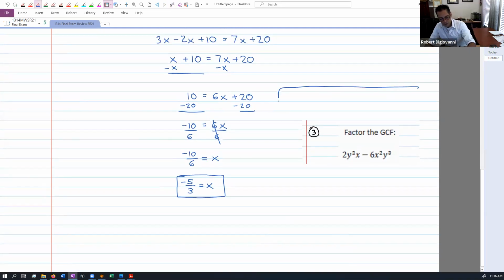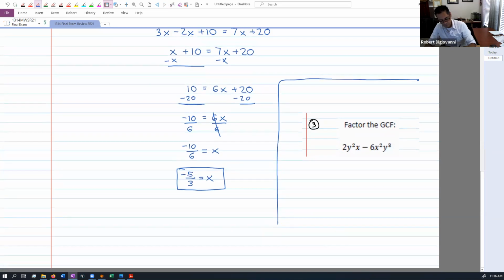Okay, so factoring the GCF. So when we talk about GCF, that's greatest common factor. I have 2 terms because there's subtraction here between the 2. And so I'm going to look first at numbers. What number goes into both of these, right? So 2 goes into 2 and 2 goes into 6. So I'm going to have 2 out here.